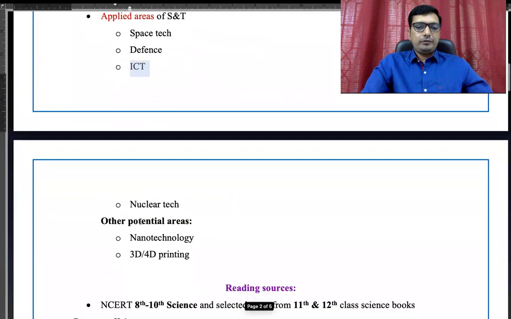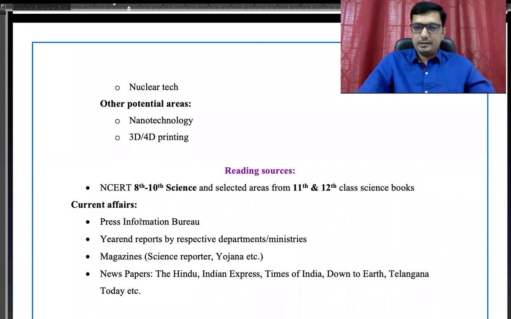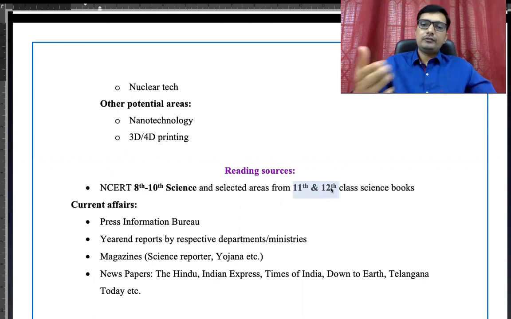So where to read it from? The core books for your preparation should be NCERTs. 8th to 10th science books. Core areas, read everything from 8th to 10th; physics, chemistry, biology is covered very well here. And a few selected areas from 11th and 12th, like infections, biotechnology part, genetics part. Some of these things can be studied from class 12th.